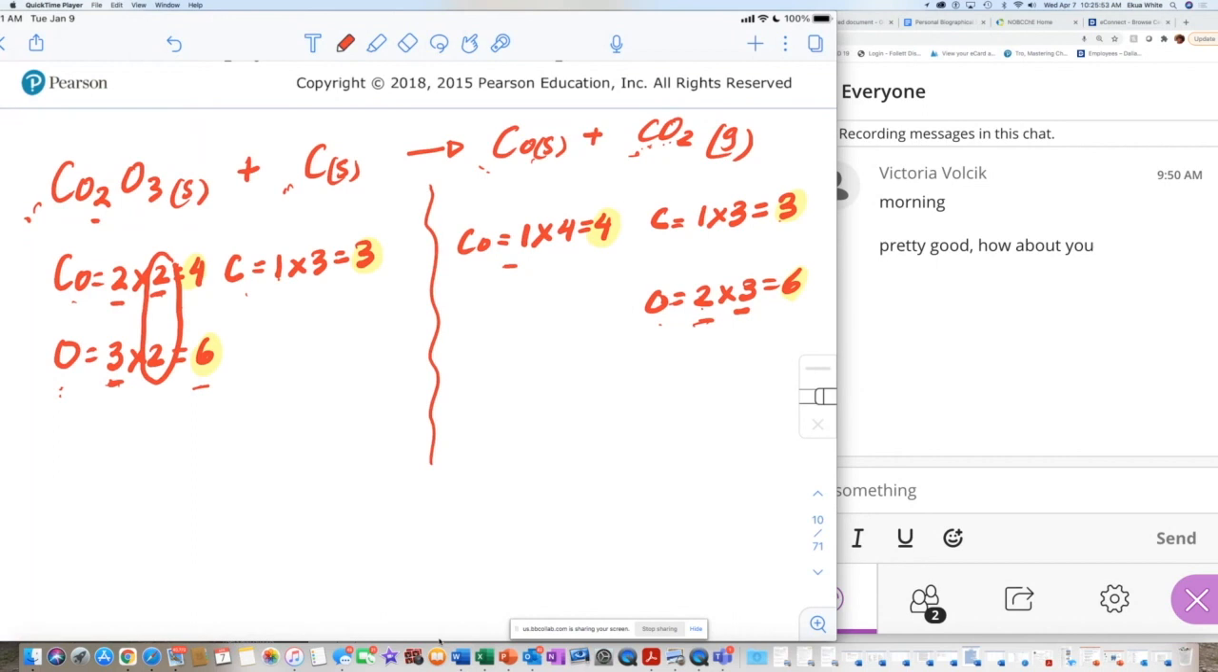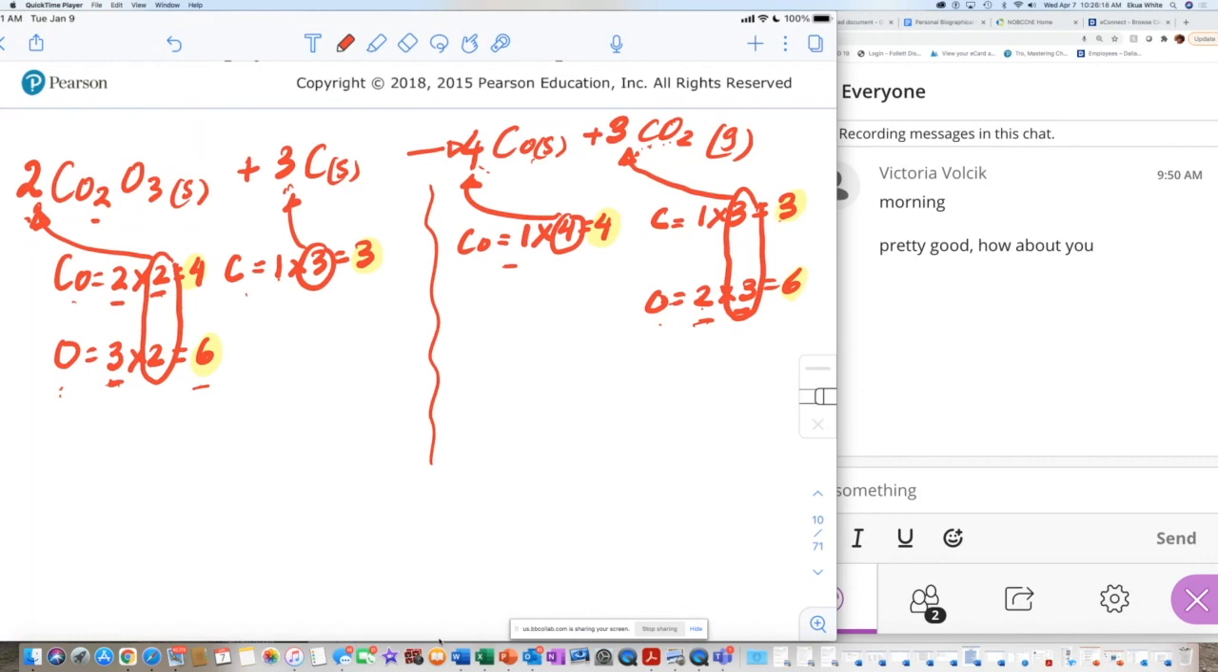make them even, and I'll transfer the multiplier in front of the formula. So this 2 becomes 2 here. This multiplier goes up there as 3. This multiplier goes up there as 4. And this multiplier here. That's why the multiplier in the formula has to be the same. Goes up here as 3. And so now I have my equation balanced.